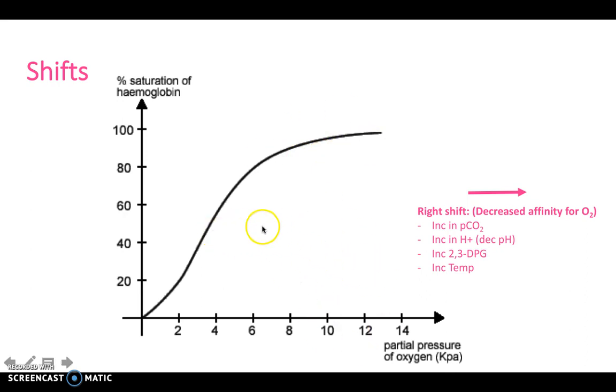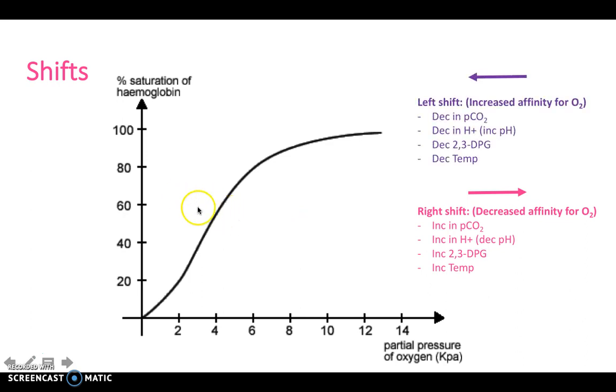And essentially, if the curve shifts to the right hand side, that causes a decreased affinity of hemoglobin for oxygen. It's less readily binding to oxygen. If it shifts to the left hand side, on the other hand, this increases hemoglobin's affinity for oxygen. It wants to bind to more oxygen, and it can bind to a maximum of 4 oxygen molecules. And an interesting concept about hemoglobin is that the more molecules of oxygen it becomes saturated with, the easier it is for it to bind to another oxygen molecule.